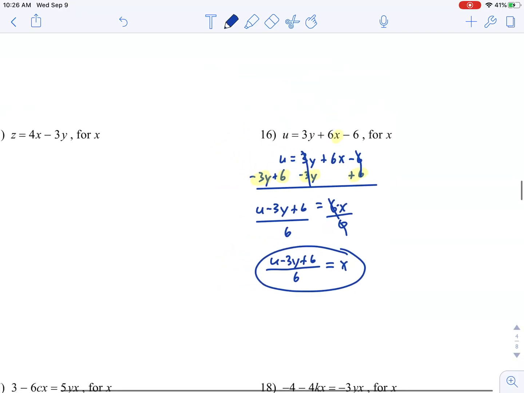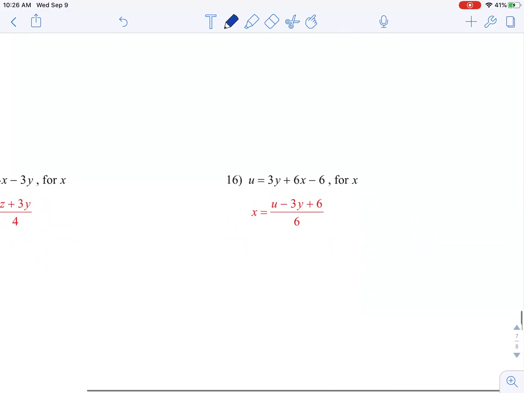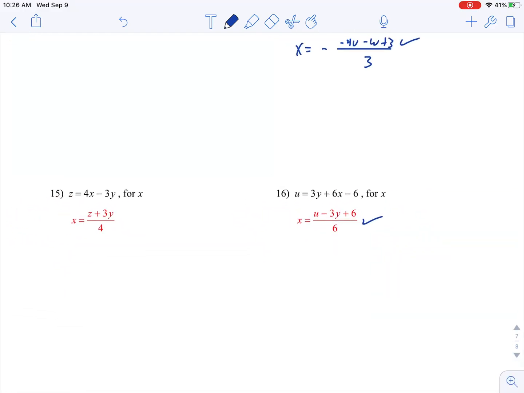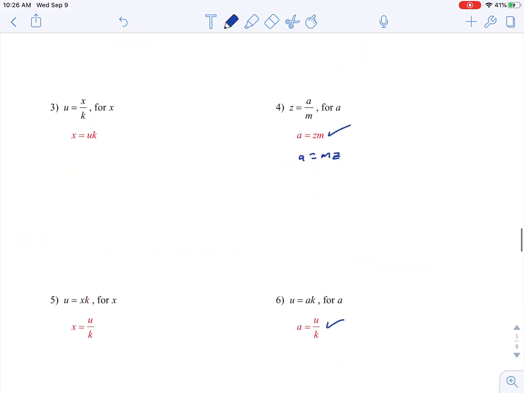Let's see if it's one of those where there's multiple right answers. Probably not, because there's no negative. Yeah, that's it right there. Okay. What do we have left?